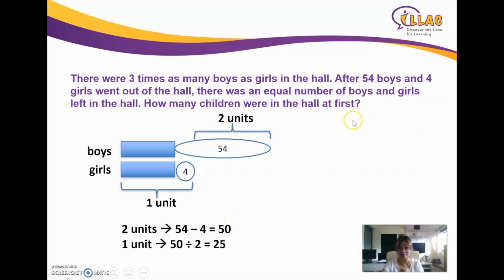How many children were there at first? Okay, so how many units are there altogether? 1, 2, 3 plus the girls, 1. Okay, 3 plus 1, 4 units altogether. Therefore, there are 100 students in the hall at first.